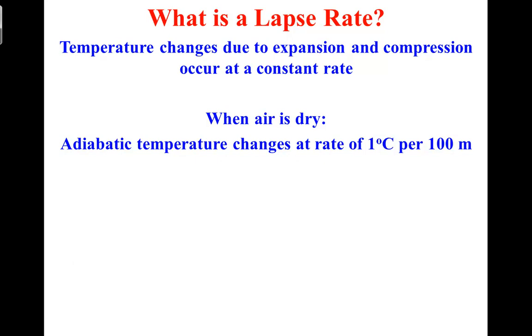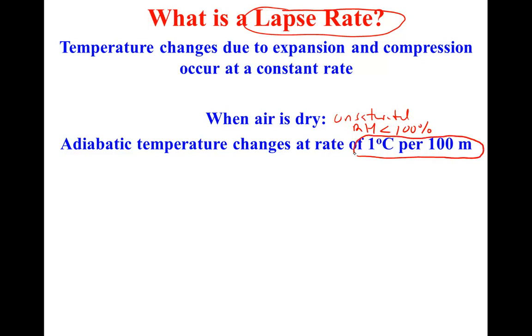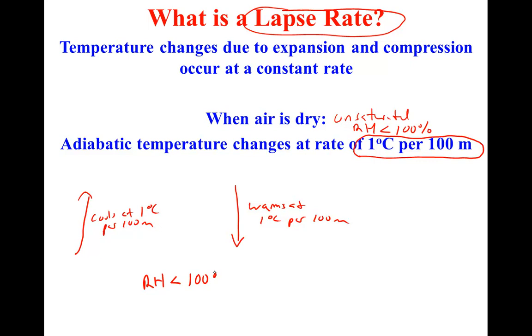Adiabatic temperature changes due to a change in pressure occur at a constant rate known as the lapse rate. When the air is dry, meaning unsaturated, relative humidity less than 100%, adiabatic temperature changes occur at the rate of 1 degree Celsius per 100 meters of elevation change. In other words, when dry air rises, it cools at 1 degree C per 100 meters. When dry air sinks, it warms at 1 degree C per 100 meters. And again, this lapse rate is constant so long as the air is unsaturated, so long as the relative humidity is less than 100%.